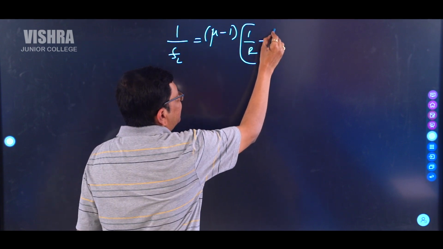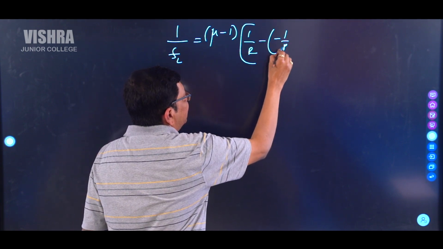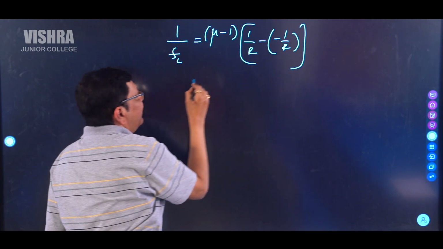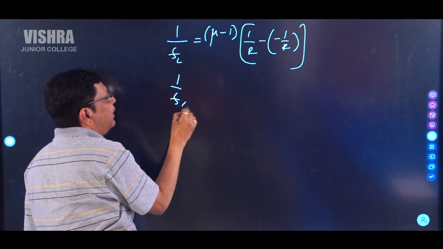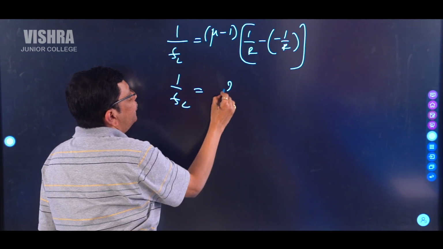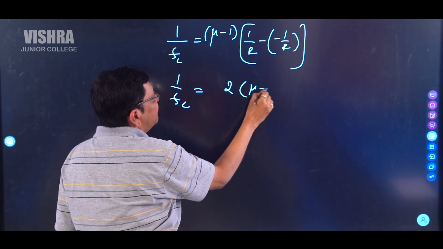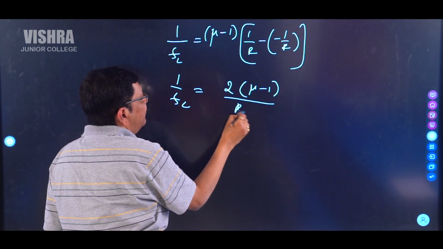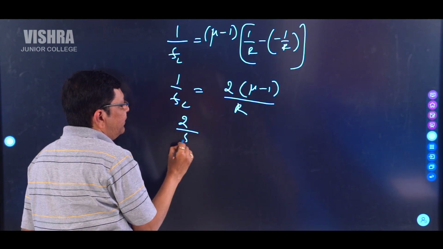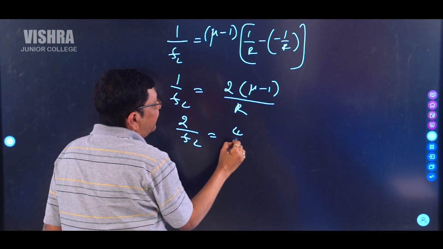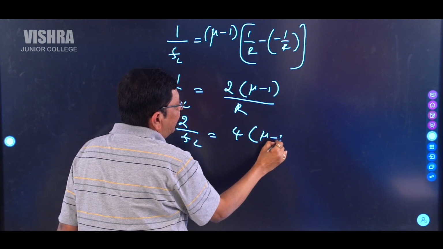For the second surface, minus 1 by r, so this will be 2 by r. So 1 by focal length of the lens will be 2 into mu minus 1 upon r. Then 2 times the focal length of the lens will be 4 into mu minus 1 by r.